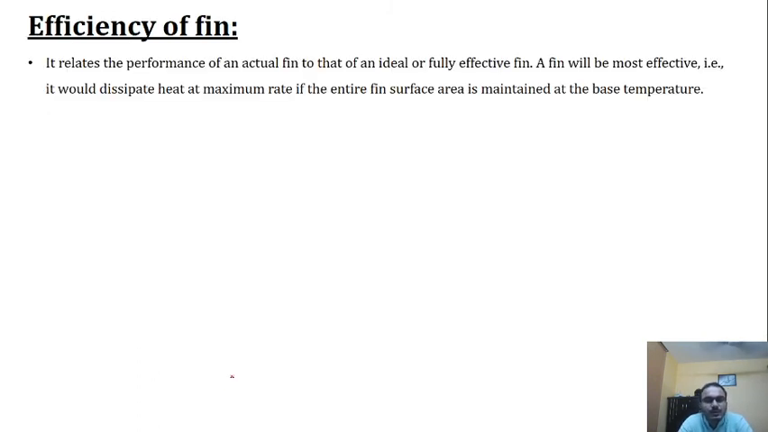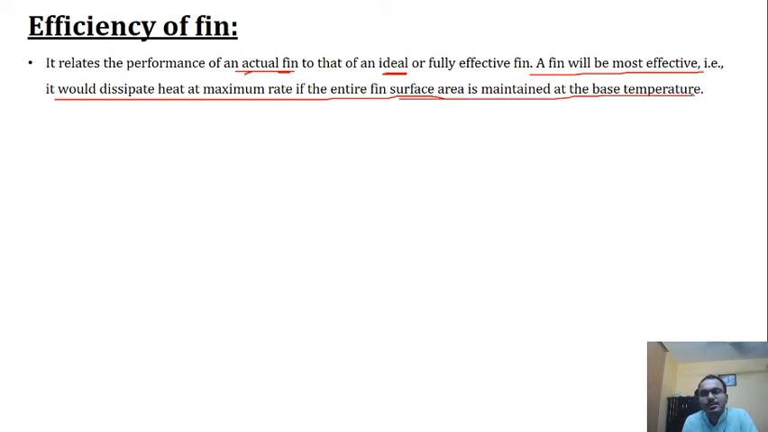Now our next theory is efficiency of fin. It relates the performance of actual fin to that of ideal or fully effective fin. So now we are discussing the ratio of actual fin with ideal fin. A fin will be most effective, that is ideal, when it would dissipate heat at maximum rate if the entire fin surface is maintained at base temperature. So whenever the entire fin area is maintained at base temperature, then it will be most effective.